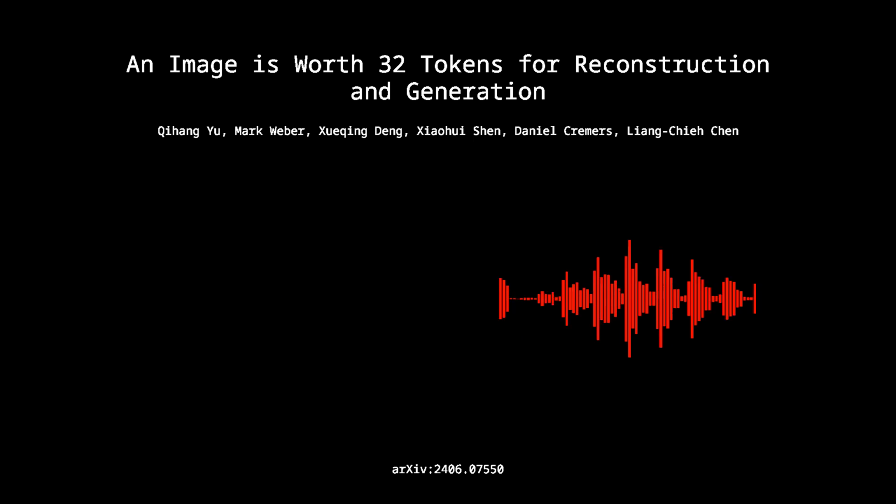Okay, that covers the core technical details and results. Let's try to synthesize this for our listeners. What's the main takeaway from this deep dive into TiTok?